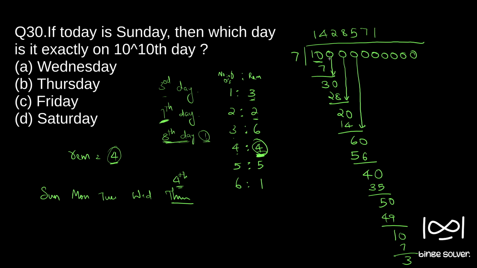So the 8th day is as good as adding 1 to it and finding the answer. Similarly, we found that 10 raised to 10 divided by 7 gives remainder 4. So we just add 4 to Sunday, that is 1, 2, 3, 4. So the fourth day will be a Thursday. So the solution to question 30 will be B, Thursday. This is the answer to question 30. Now, as you can see, this solution involves a lot of steps. You have to do a lot of multiplication, divisions and all. This may take some time in the exam hall.